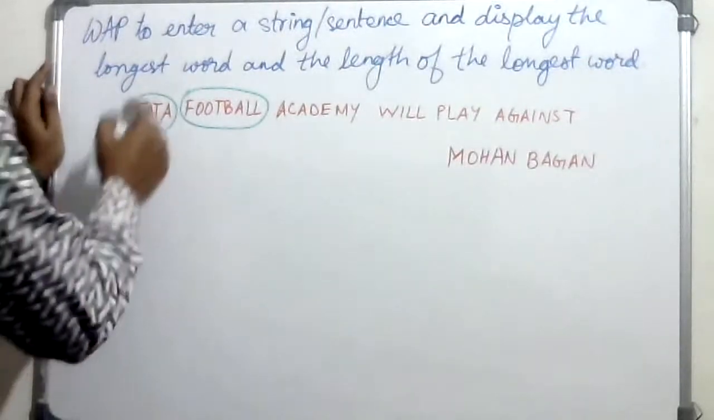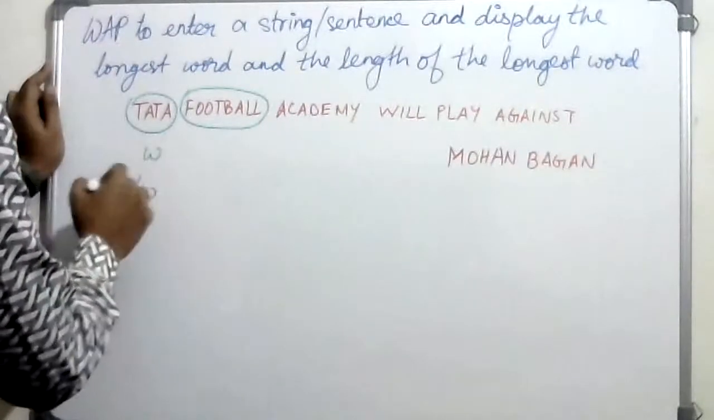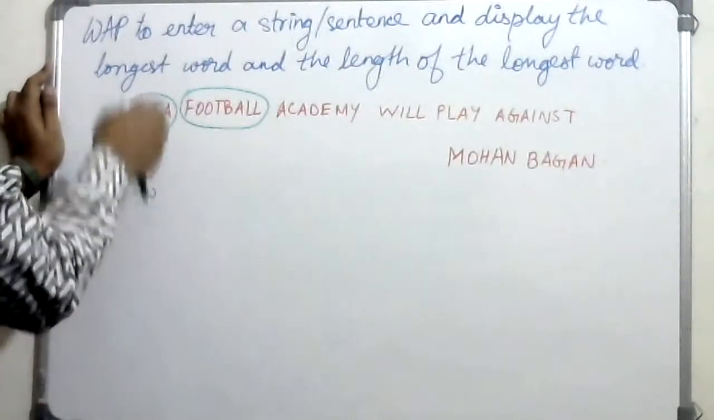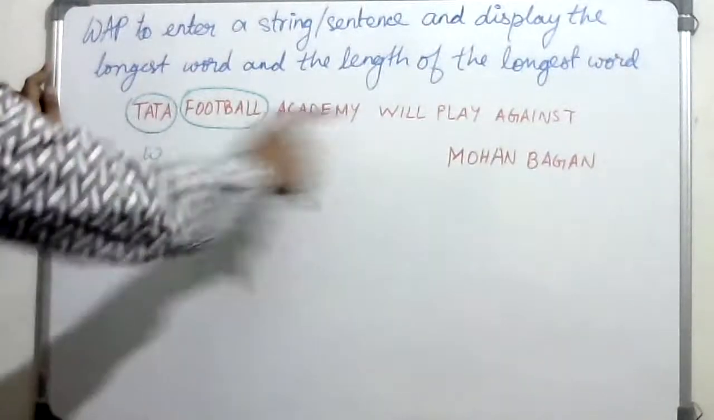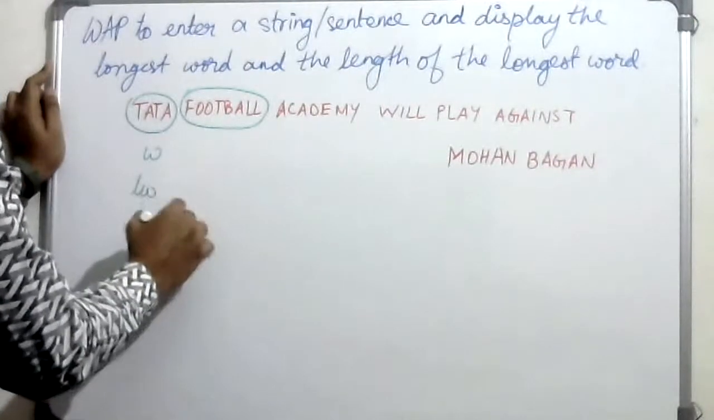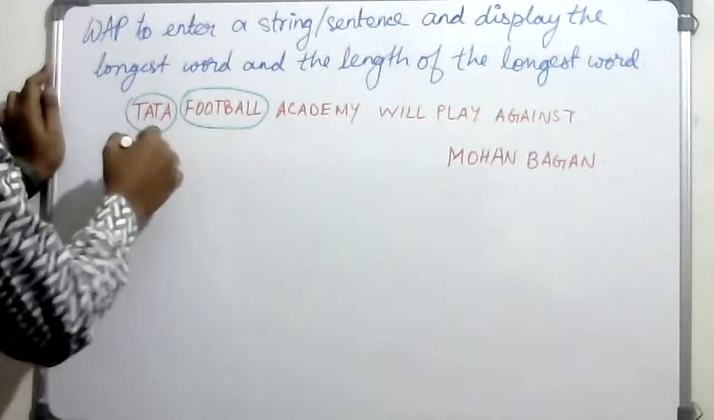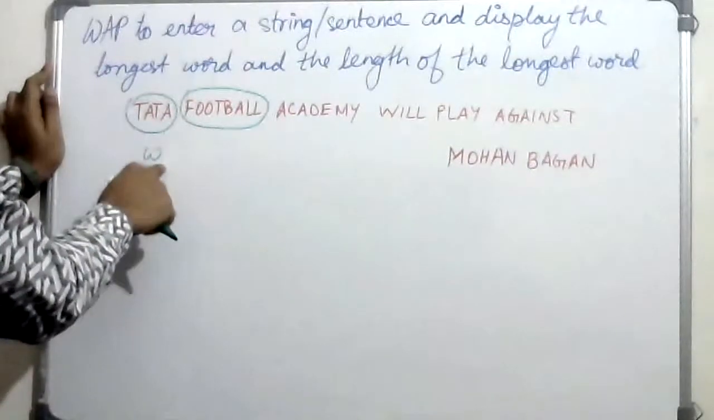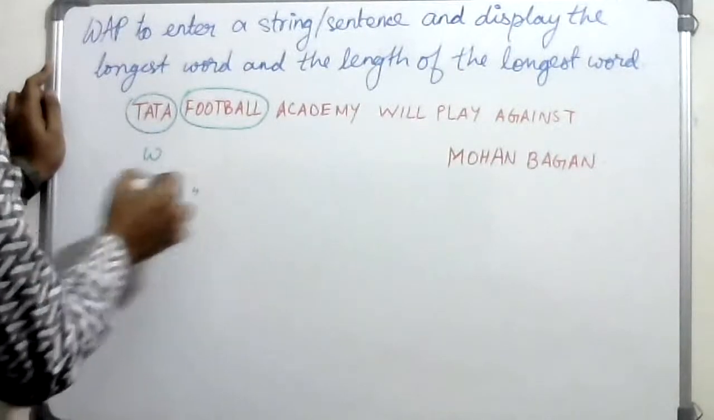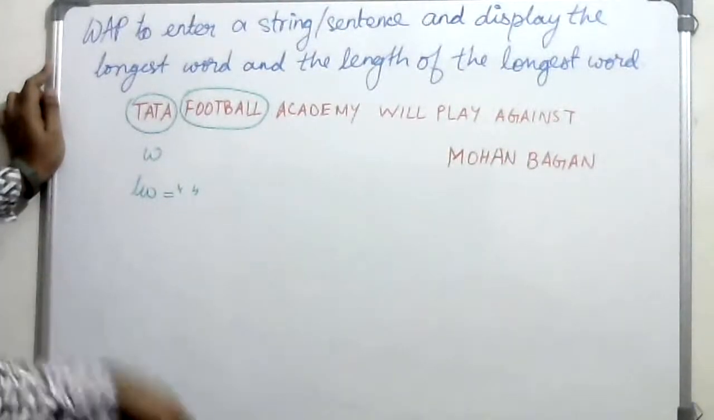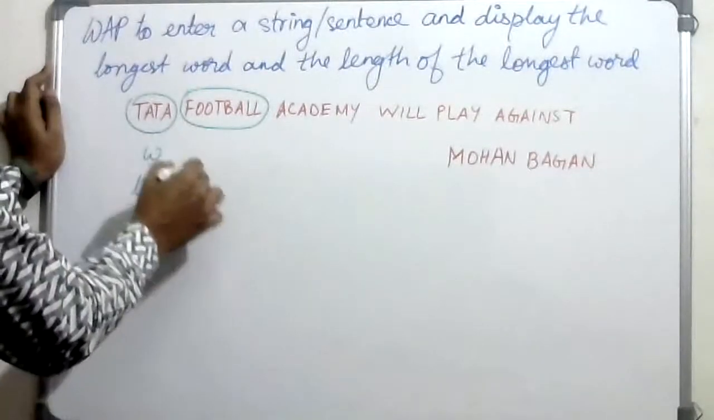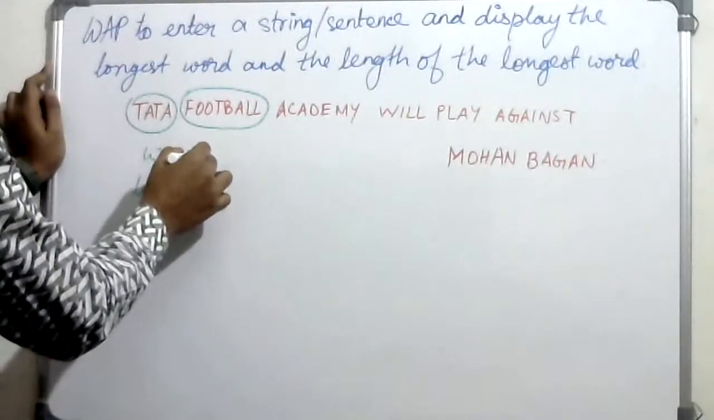And let's say the variable that stores the longest word is LW. So LW stands for longest word and W stands for word, the current word that we have extracted. So from the sentence we'll extract every word and we'll do something like this. So we'll compare the lengths of the current word and the current longest word. Initially the value of longest word will be null. The value of the word will also be null.